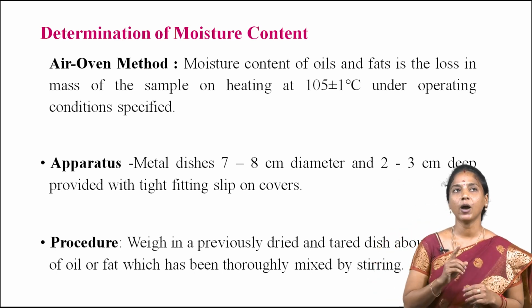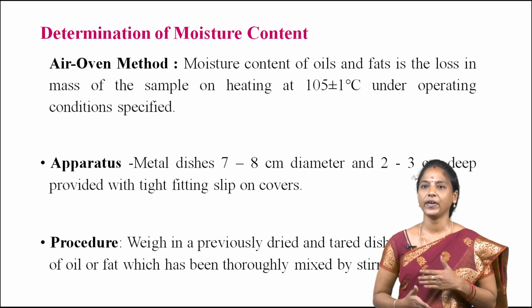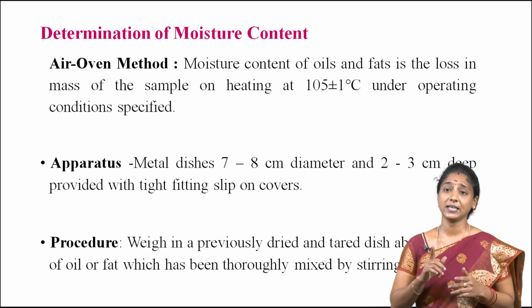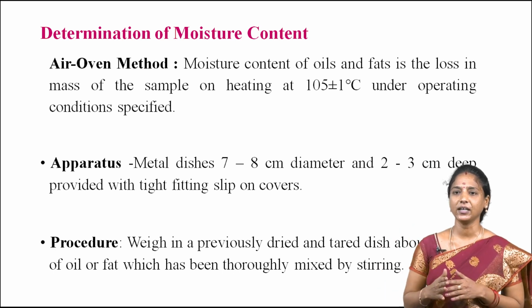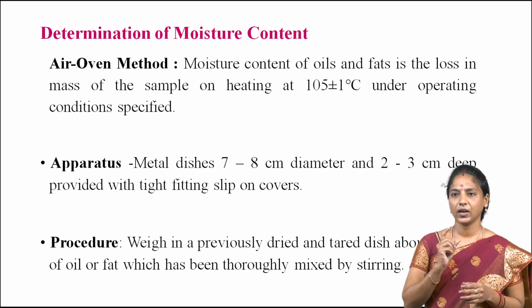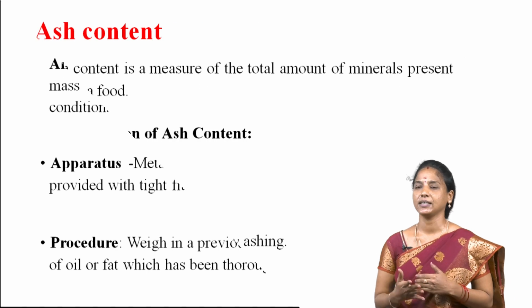It is a formula: W1 into 100 divided by W. This is a percentage by weight, where W1 means the loss in gram of the material on drying, and W is the weight in gram of the material taken for test.